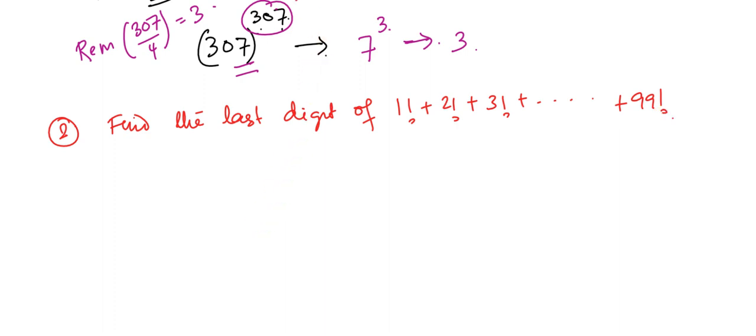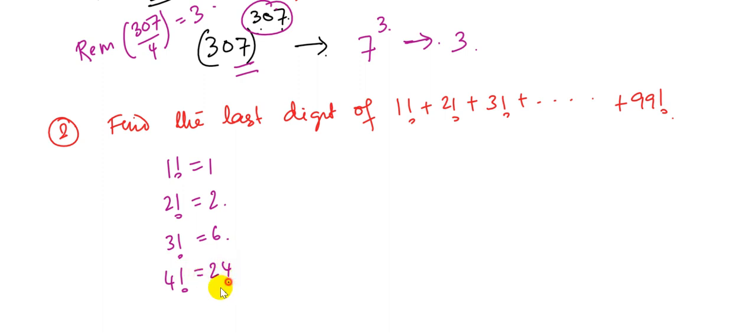So 9. Sir, it will be 9. No. 1 factorial is 1. 2 factorial is 2. 3 factorial is 6. Oh, sir, it will be 3. It will be 3. Yes.